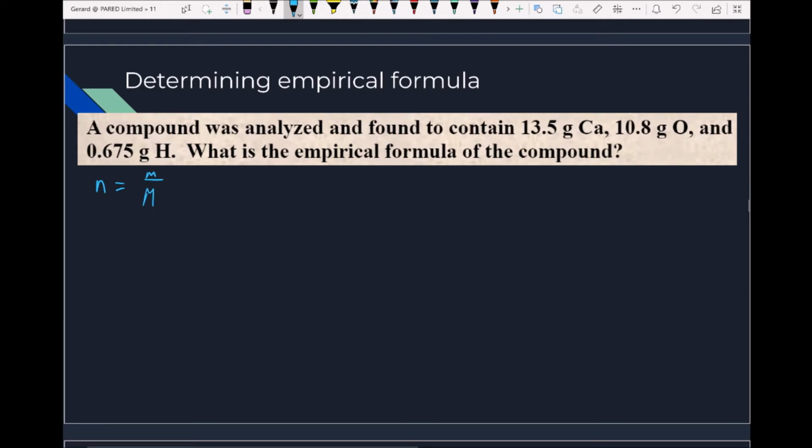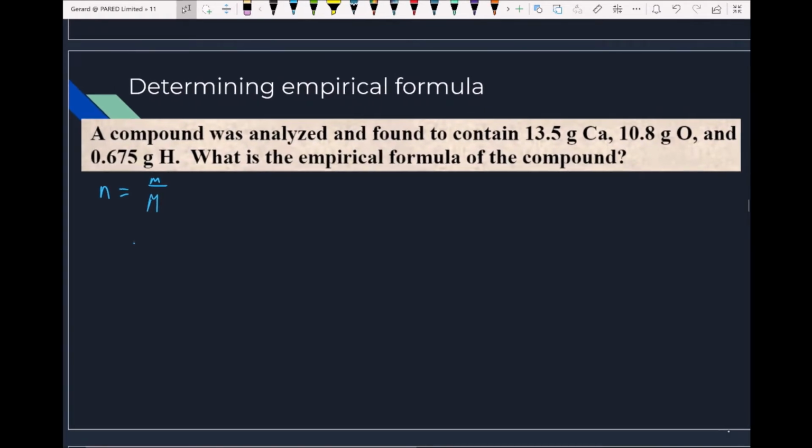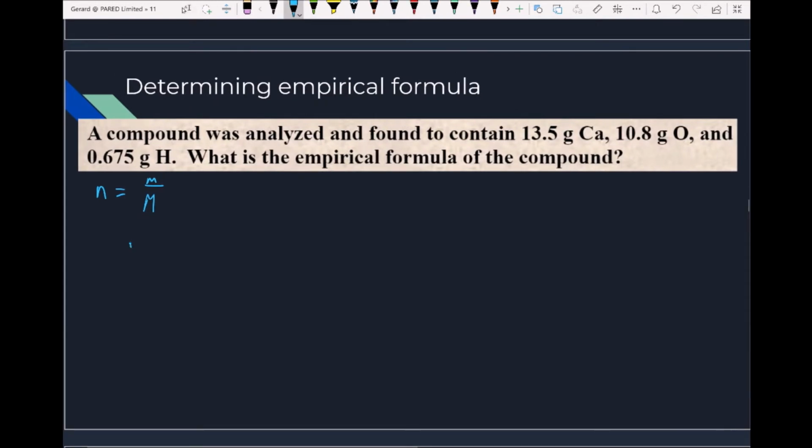So let's have a look at calcium. So the number of moles of calcium will be n is equal to the mass of the sample, which is given, 13.5 grams, divided by the molar mass of calcium. So have a look at your periodic table, and that is 40.1 grams. And so we're going to calculate that, and we end up getting 0.337 moles. Okay, let's do the same for our oxygen.